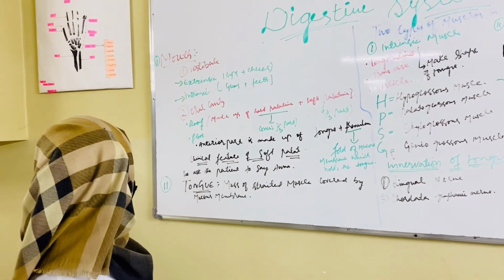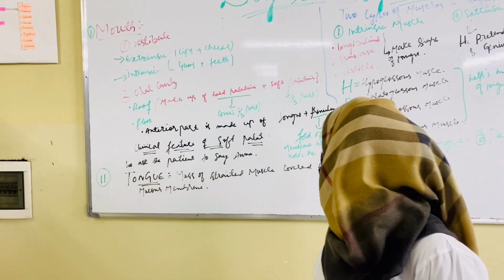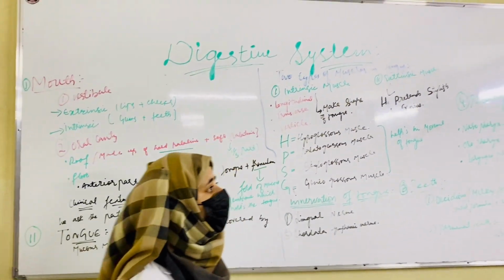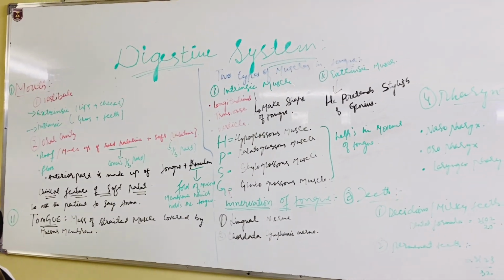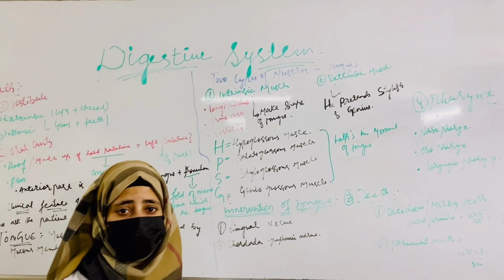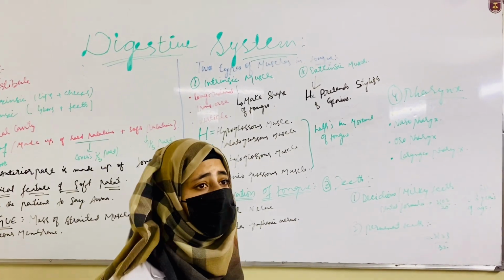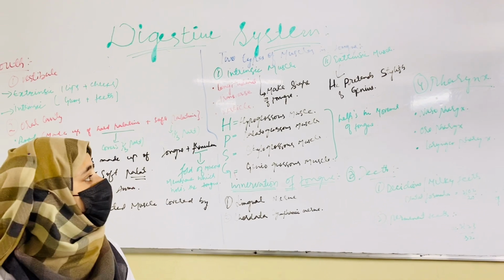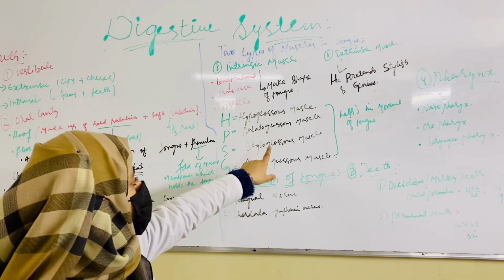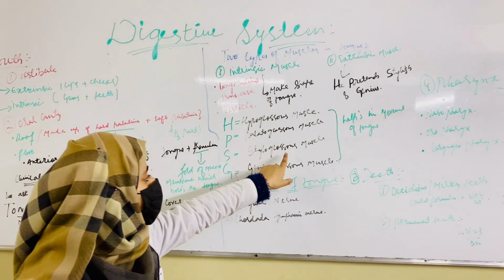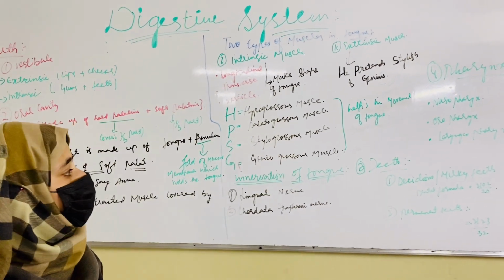The second part of the digestive system is tongue. Tongue is a mass of striated muscles covered by mucous membrane. We have two types of muscles in tongue, intrinsic muscles and extrinsic muscles. Intrinsic muscles are longitudinal, transverse and vertical, which make the shape of tongue, and in extrinsic muscles we have a mnemonic, that is hip, tense, stylish and genius. H stands for hyoglossus, P for palatoglossus, S for styloglossus, and G for genioglossus. These four muscles help us in movement of tongue.